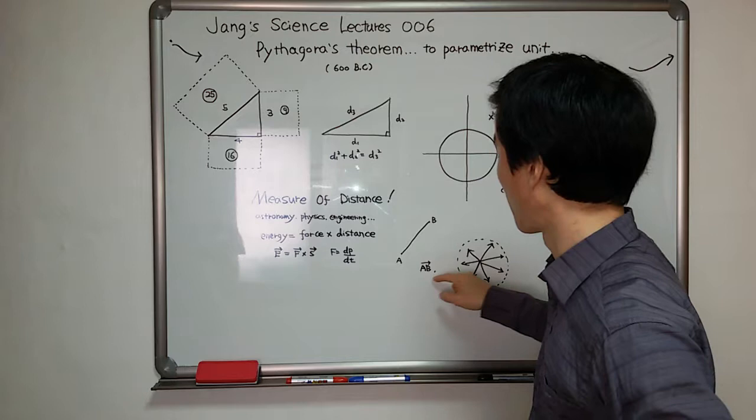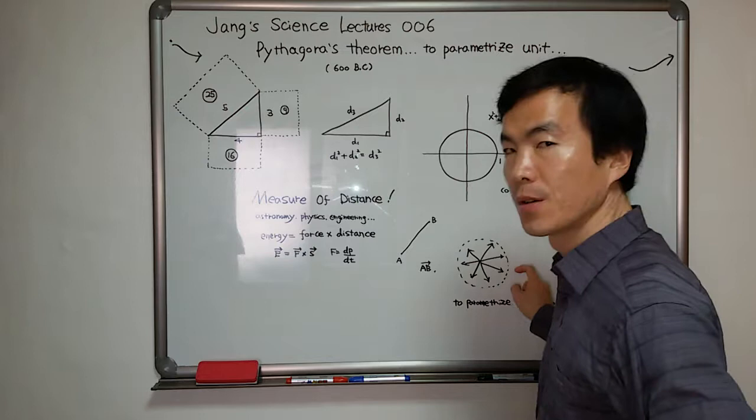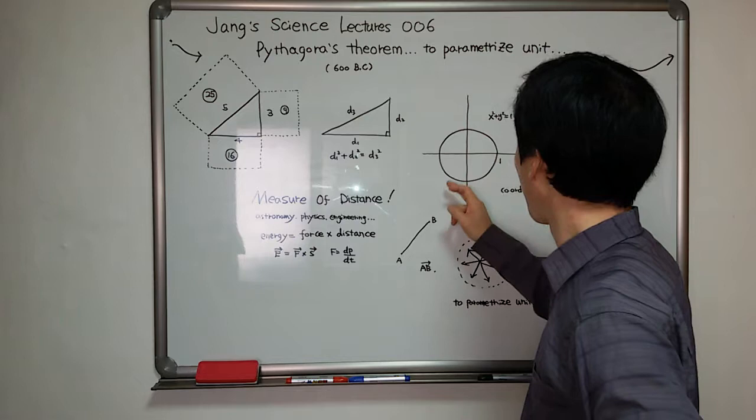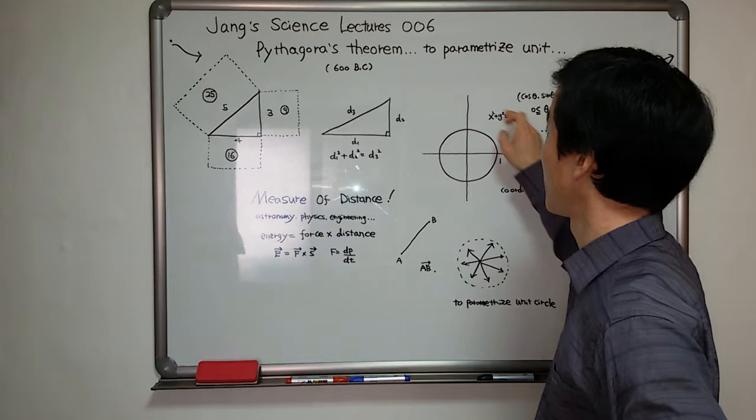parameterize unit, circulation, parameterize unit, coordinate. Circle, x square plus y square is 1. Explanation.